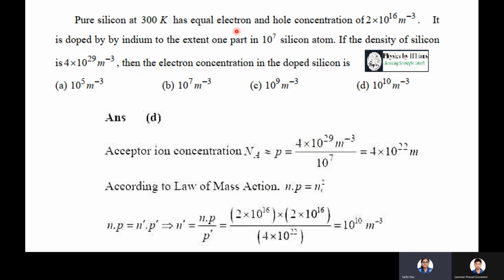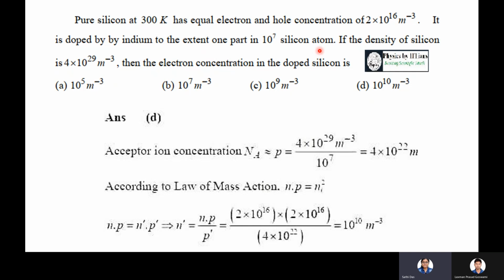So what is given here? It is given that at temperature T equals 300 Kelvin, there is pure silicon. So the concentration of holes and the concentration of electrons will be the same. That is given as 2 into 10 to the power 16 per meter cube. Now it is doped by indium. So some indium atoms will be doped into the silicon. What is that amount? 1 part in 10 to the power 7 silicon atoms. So there are 10 to the power 7 silicon atoms.